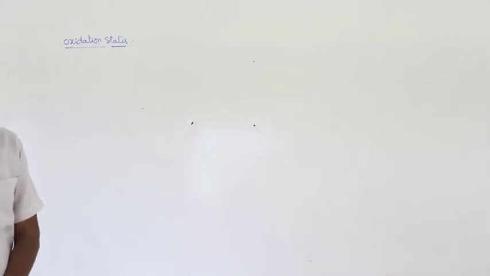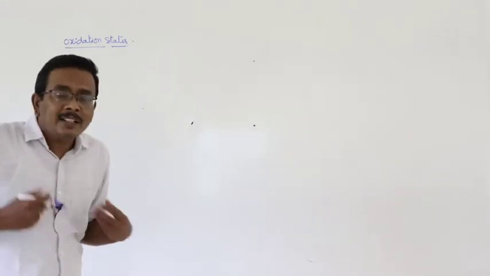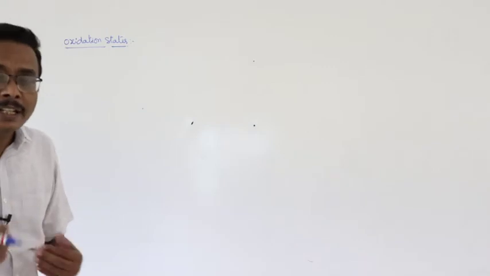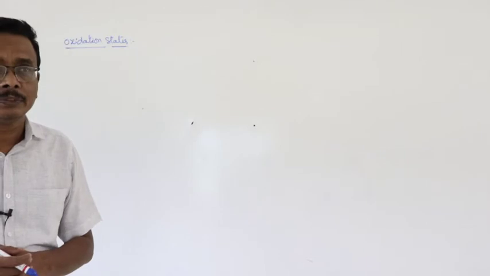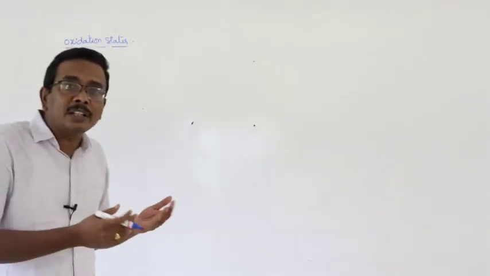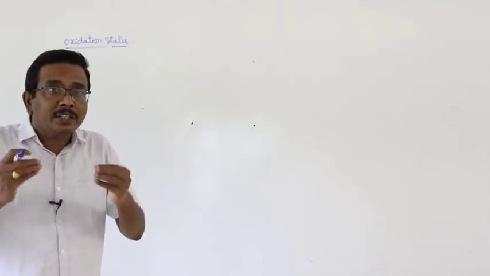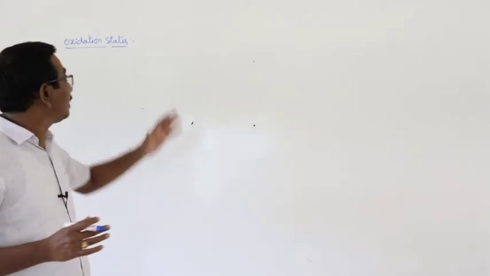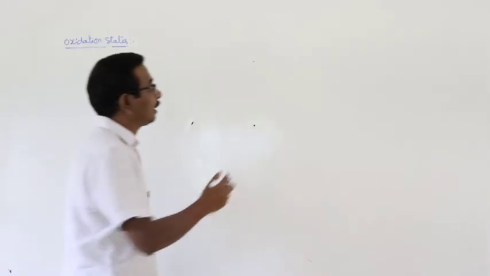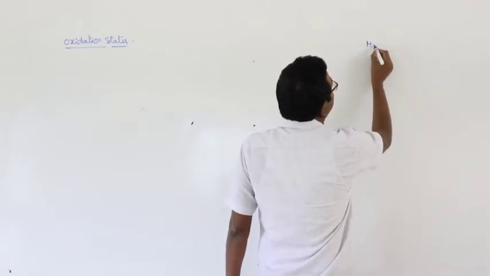What is the sense of the charge that appears on an atom in a molecule? Just like human beings, each and every atom is associated with a certain charge in a molecule. That may be a positive charge, that may be a negative charge, whatever it may be. Each and every atom appears with a certain charge. That charge is nothing but the oxidation state. Take for example, let us consider HCl.